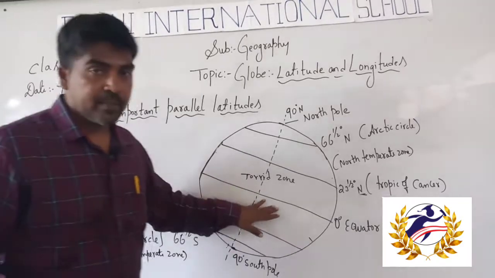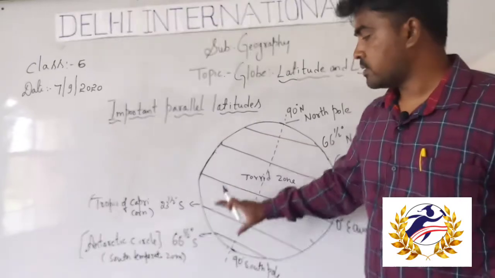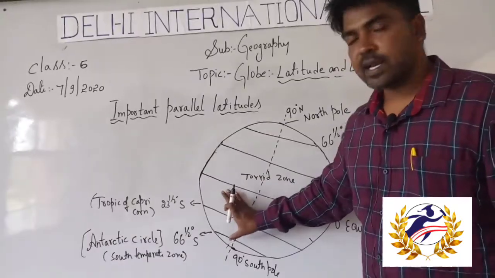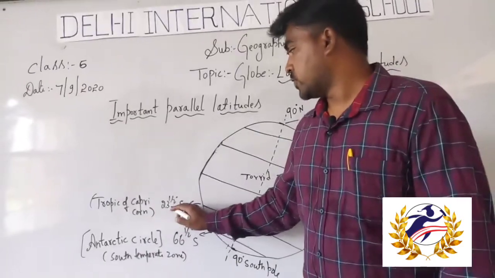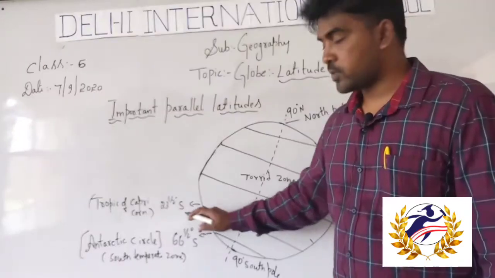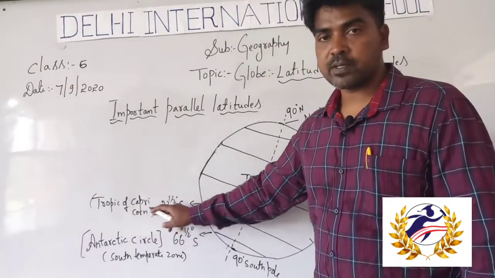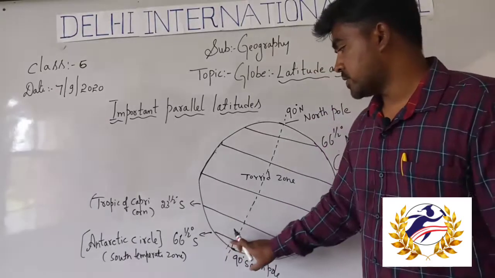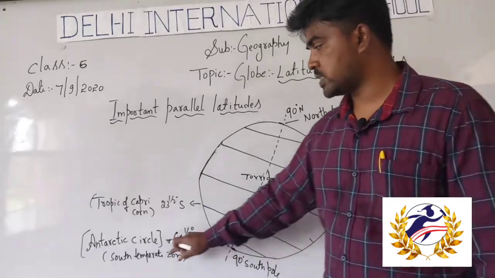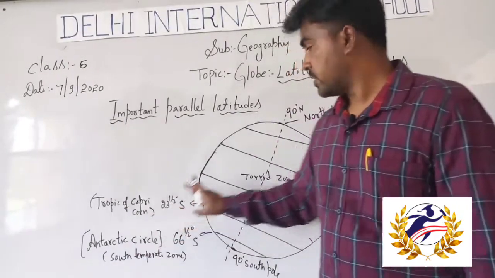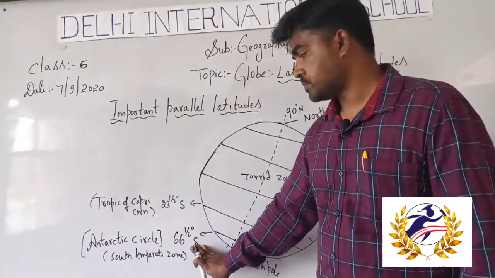If we come to the southern hemisphere, just like the northern hemisphere, the values of the parallel latitudes are the same, but only the names change. The 23.5 degree south latitude is the Tropic of Capricorn. And 66.5 degree south is known as the Antarctic Circle. Here is the Arctic Circle in the north, and here the Antarctic Circle.